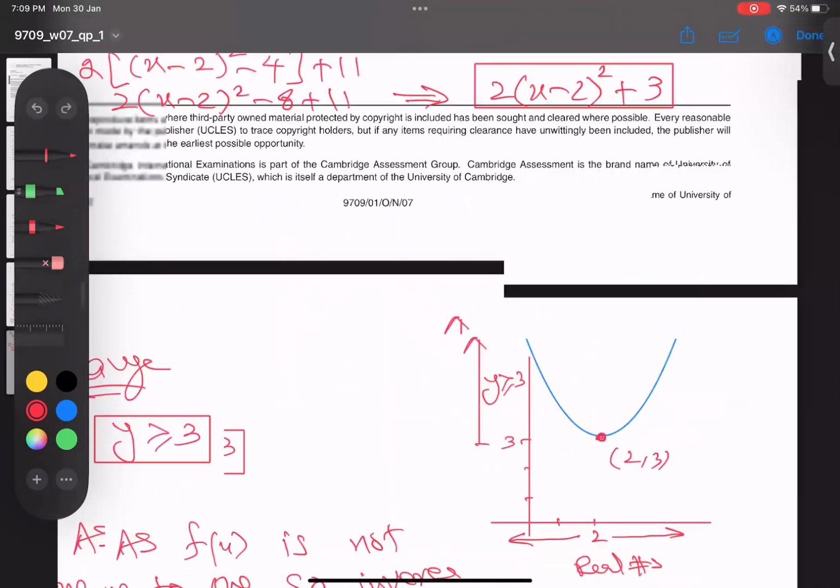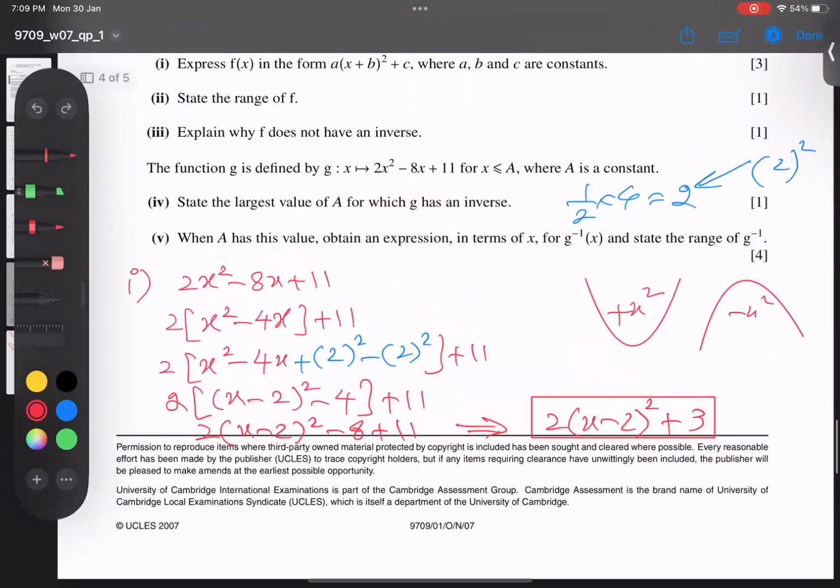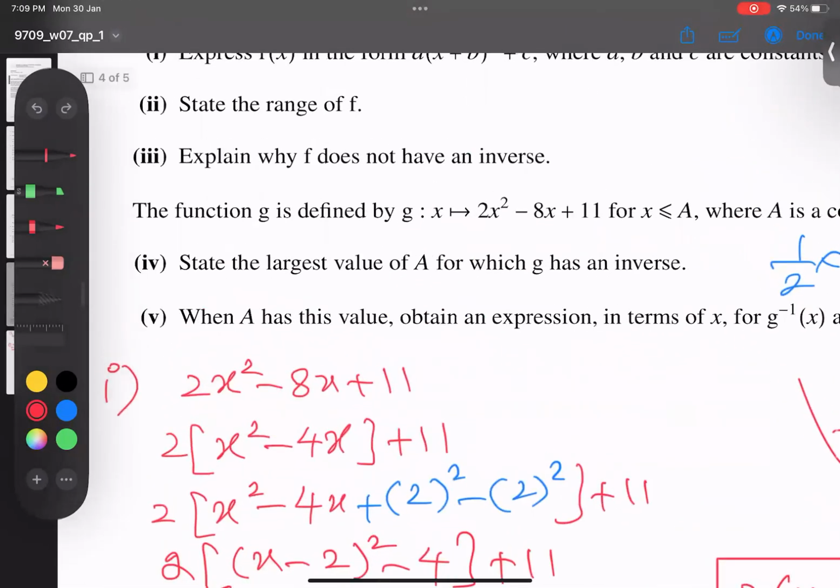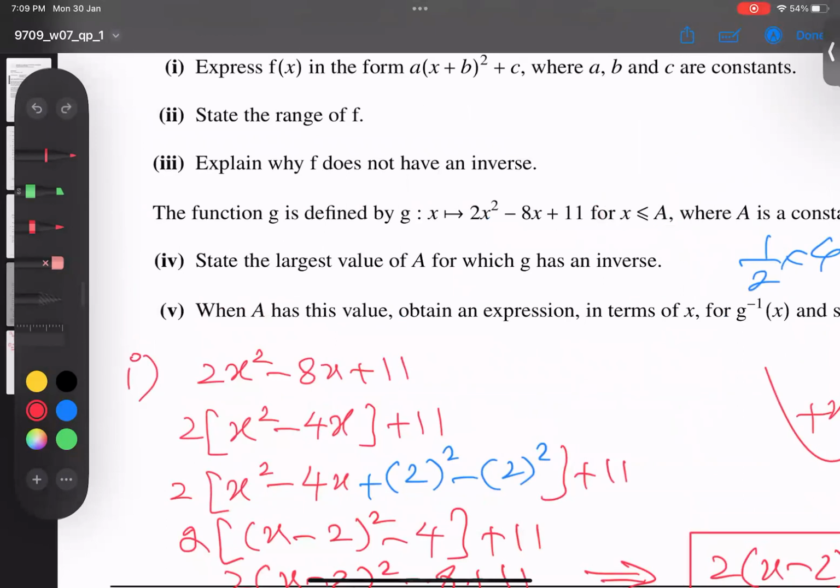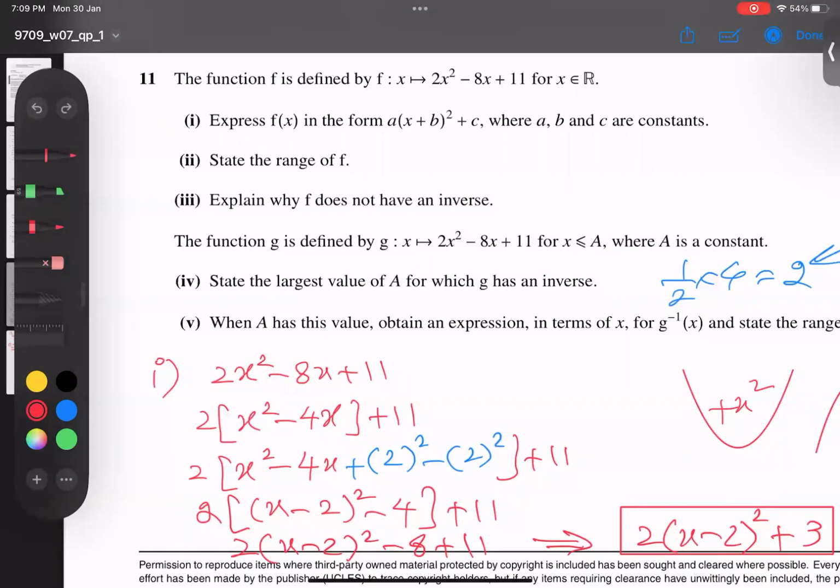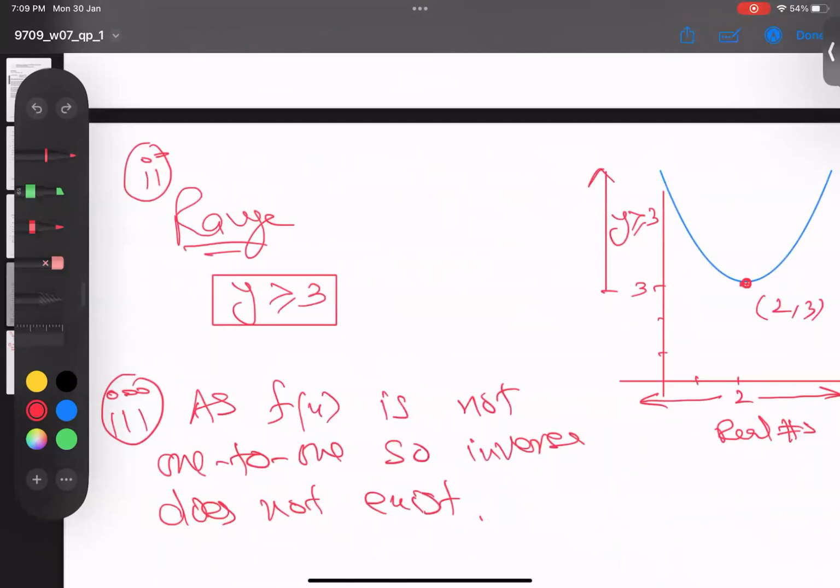So that is why. And now that is why you see this. He emphasized now x is less than a. And what is the a value? Find the value of a, the largest value of a which has an inverse. So this is a very simple concept I'm going to discuss with you.